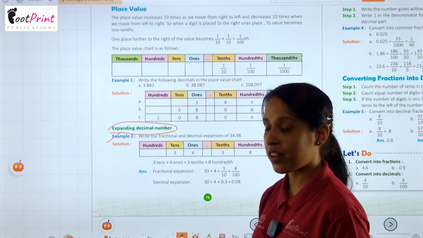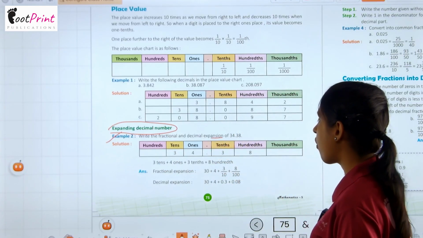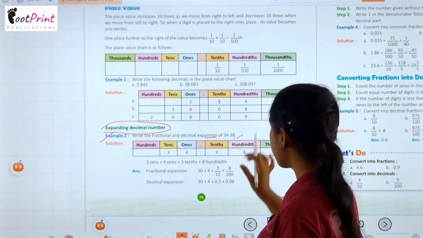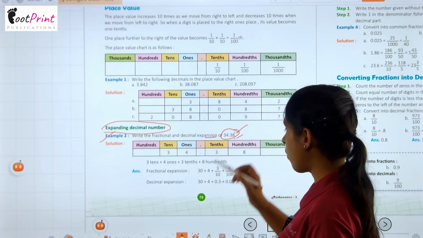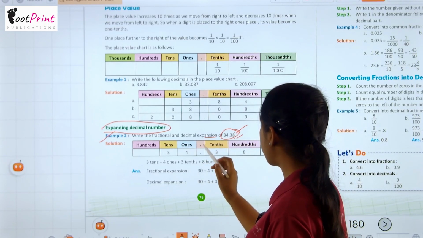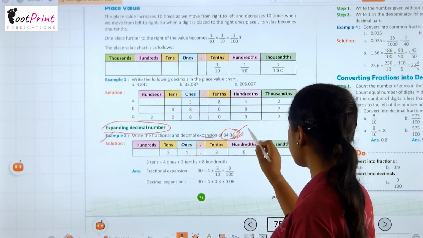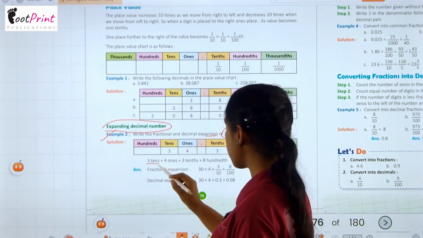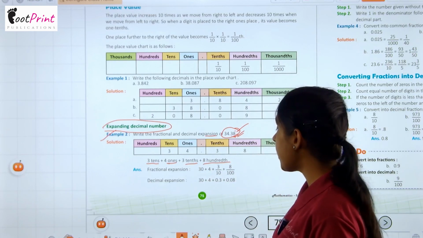Okay, so here example number 2, write the fractional and decimal expansion of 34.38. So we make a place value chart and put the values on that. So here the decimal, 4 ones and 3 tens, and here 3 tenths and 8 hundredths. So what we will get? We get 3 tens, 4 ones, 3 tenths and 8 hundredths.